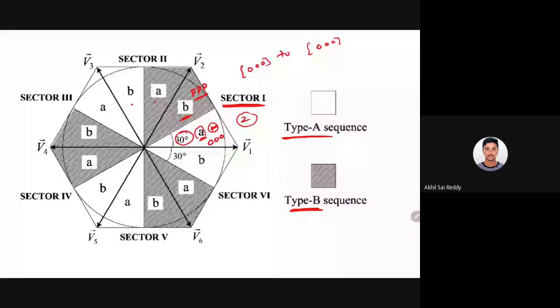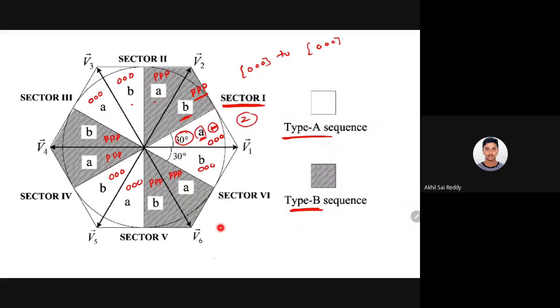Again, this first sector is over, right? So what do we have to select here? Will you select 0, 0, 0 or PPP? It already ended with PPP, right? So that means you can select PPP here, right? And this is 0, 0, 0, and this is again 0, 0, 0, and this is PPP, right? Okay, this is PPP, and this is 0, 0, 0, and this is 0, 0, 0, and this is PPP, and this is 0, 0, 0. Clear?